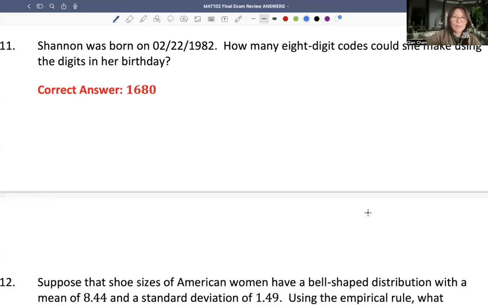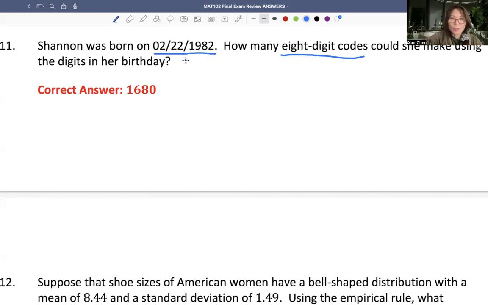Okay, let's see question 11. Shannon was born on February 22nd, 1982. The question is asking how many 8-digit codes could she make using the digits in her birthday?